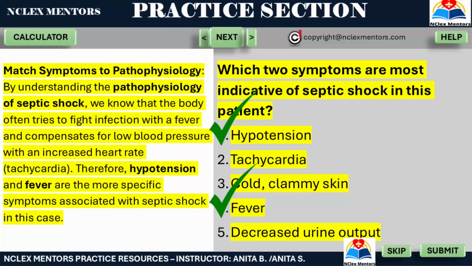4. Match symptoms to pathophysiology. By understanding the pathophysiology of septic shock, we know that the body often tries to fight infection with a fever and compensates for low blood pressure with an increased heart rate, tachycardia. Therefore, hypotension and fever are the more specific symptoms associated with septic shock in this case.